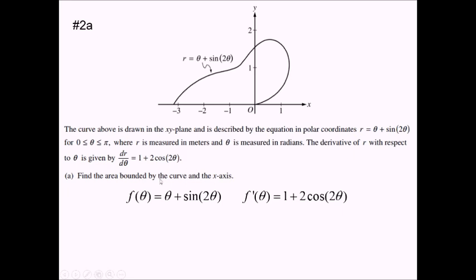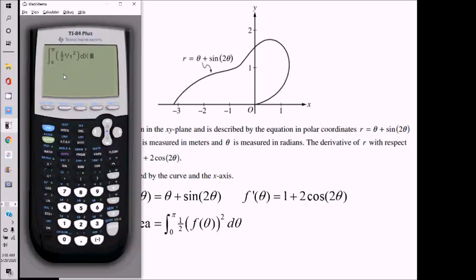So again, for my first task on this, I'm trying to find the area bounded by the curve and the x-axis. So I'm going to use my area formula, integral from a to b of 1/2 r squared d theta. So my interval here, it looks like, is 0 all the way to pi. So we have the integral from 0 to pi of 1/2 times this curve here squared. So 1/2 times f of theta squared, d theta. And now I can just put that in the calculator, the way it's written pretty much.